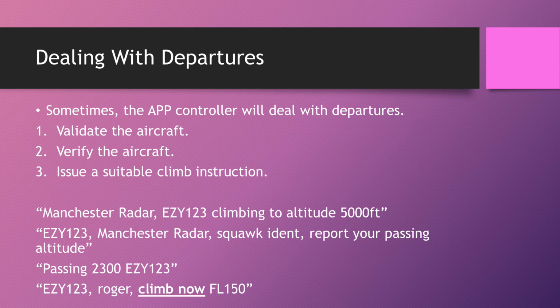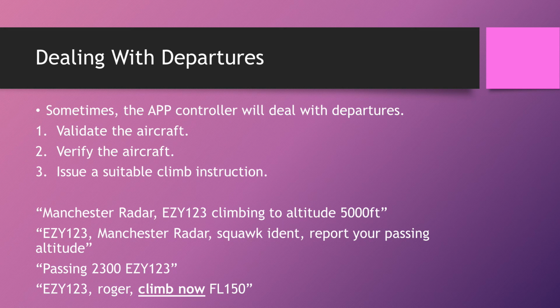So that's identification, validation and verification done. The only thing we've got to do now is apply this practically to dealing with departures. In the UK, we're quite different to other places. Most of the time the radar controller doesn't actually handle departures, just because of the way our airspace is designed. So the majority of the time, departures will go straight to the area controller.